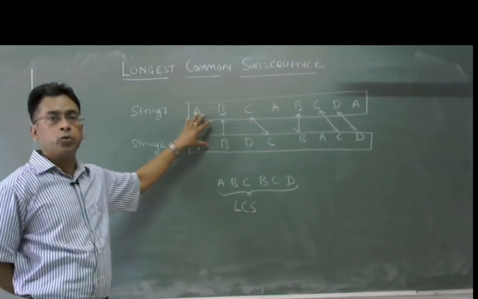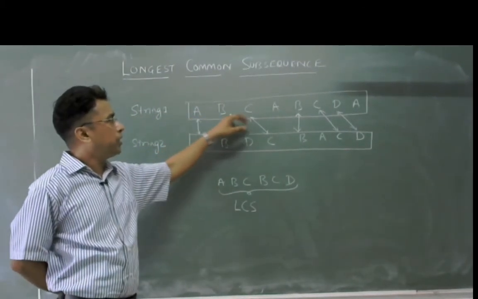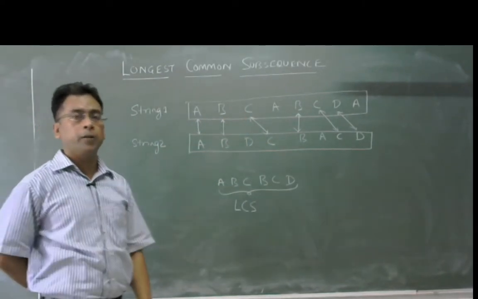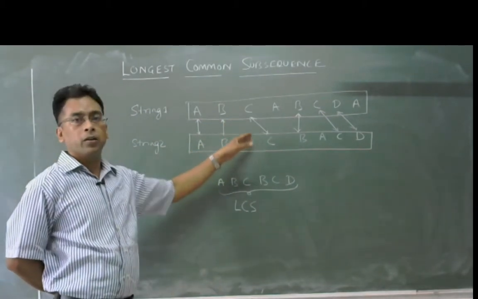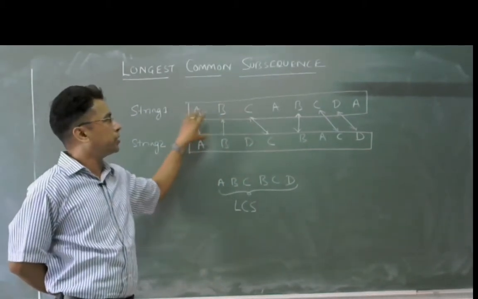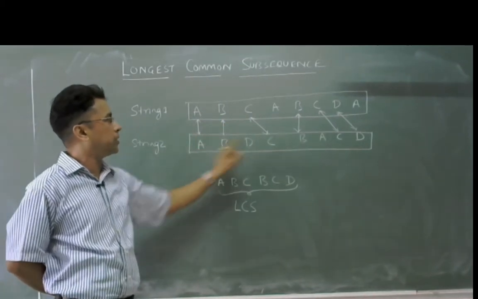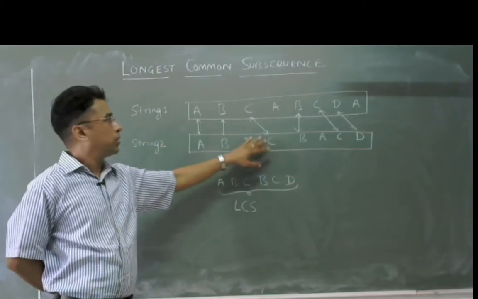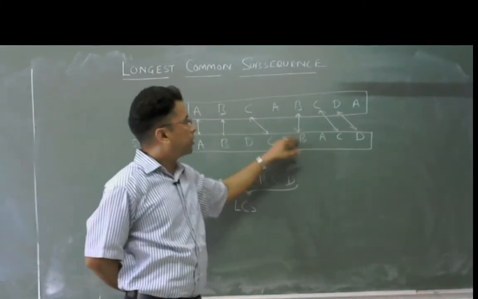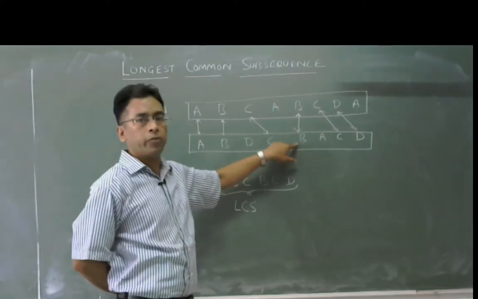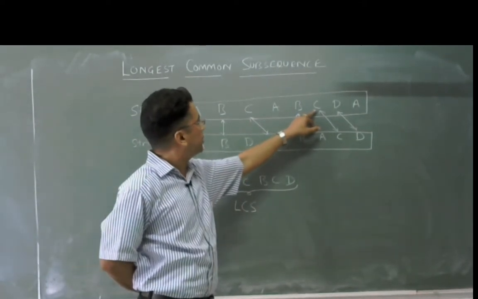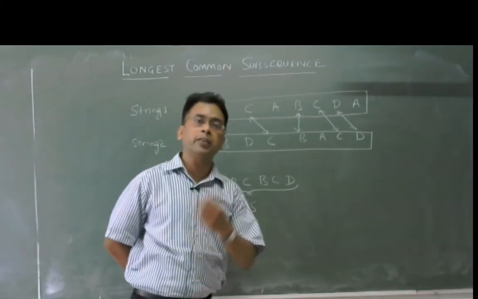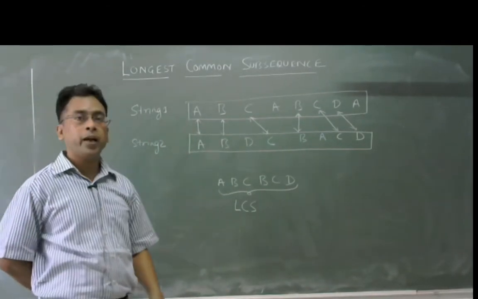This may appear very strange to you, how I am matching a C with a C that is next to D, which is not in the same order or the same position. C occurs here at the third position, but C occurs here at the fourth position. But I am considering this as a match. And here B is the fifth element in the first string, and B is the fifth element in the second string. But C is the sixth element in the first string and the seventh element in the second string. But I am considering that as a match. Why am I considering this?